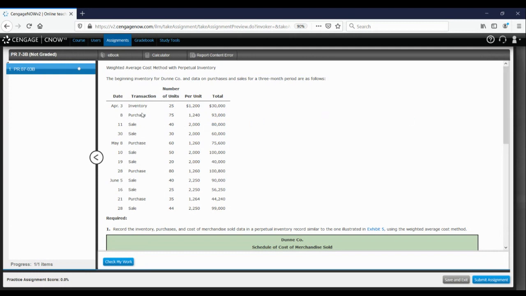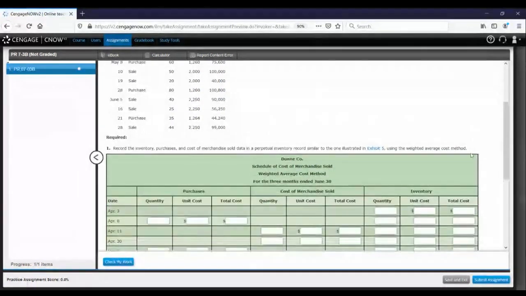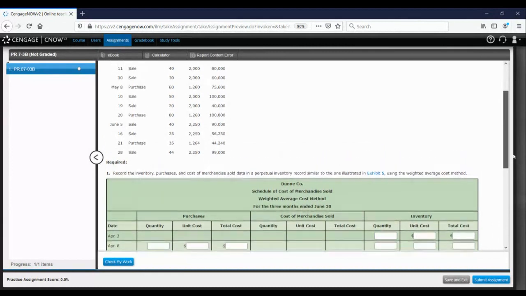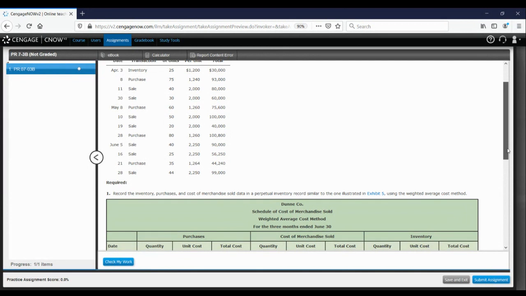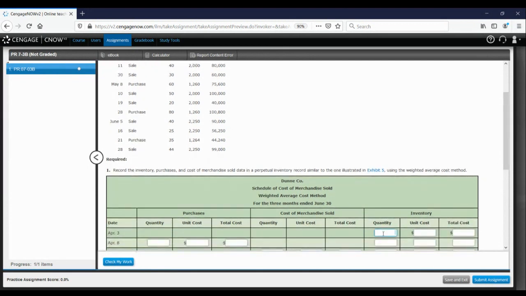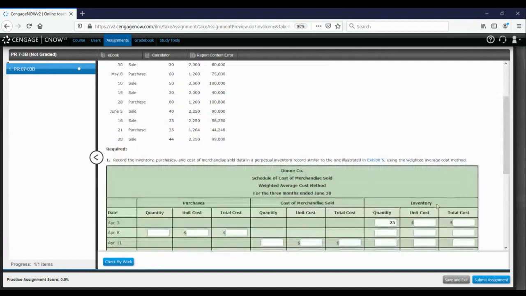As you can see here, we had some beginning inventory on April 3rd for this Dune company, and the amount of the inventory was 25 units at $1,200 each. So because this is inventory left from last period, we're just going to write in the inventory columns the quantity, which is 25 units, and the cost of those units, which was $1,200.